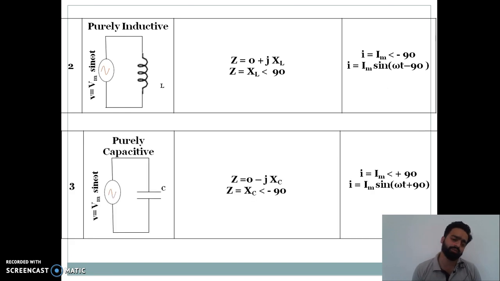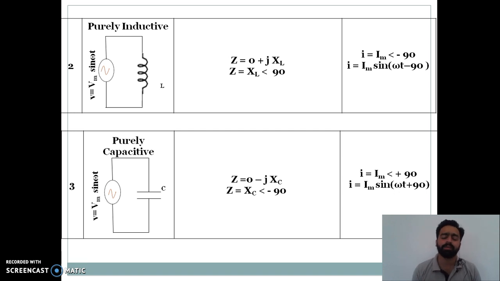Next is the purely capacitive circuit. For a purely capacitive circuit as shown in the figure, we are applying a source of voltage V is equal to Vm sin omega t across a pure capacitor. Now when your circuit is purely capacitive, resistance and inductance are 0. So the impedance equation Z will become 0 minus jXc. In polar form it will be Xc angle minus 90, and hence current will have the opposite angle to that of impedance, that is Im angle plus 90. So for a purely capacitive circuit, current leads voltage by 90.